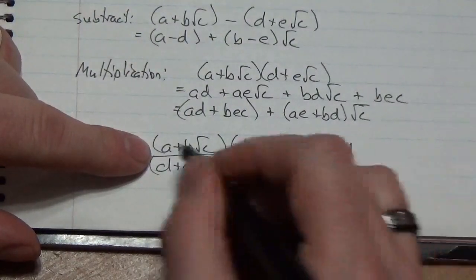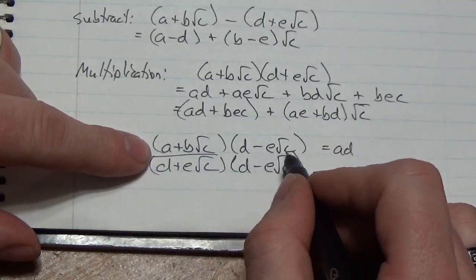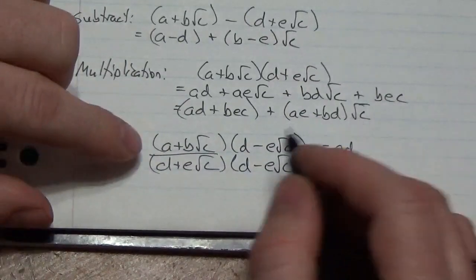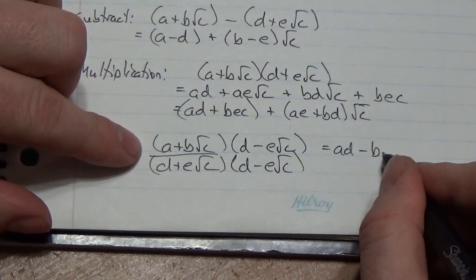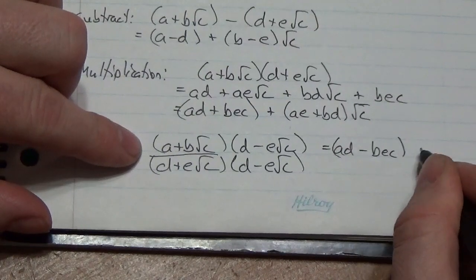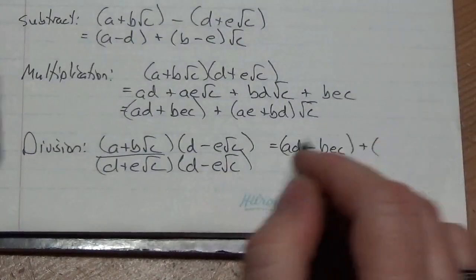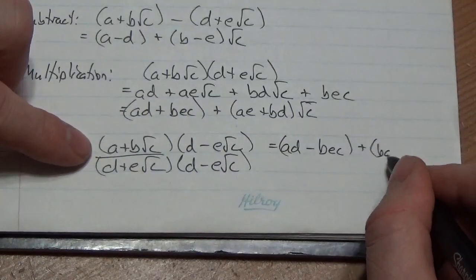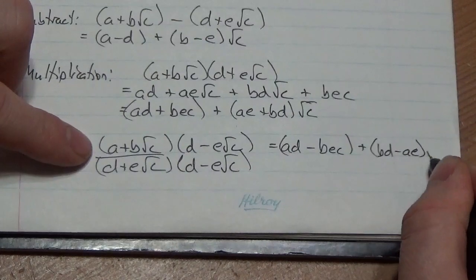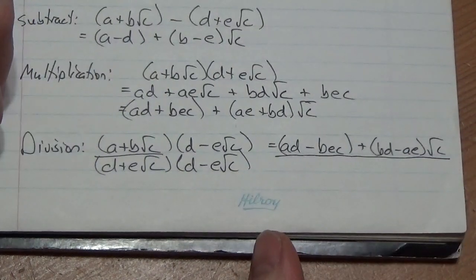ad, and there's going to be minus ae root c. Actually, I'm going to try to put these things all together. So this is going to be minus bec. And then I'm going to get plus, and when you multiply these together, I'm going to get that negative ae and positive bd. So this will be bd minus ae root c. I already knew that was going to work out okay.